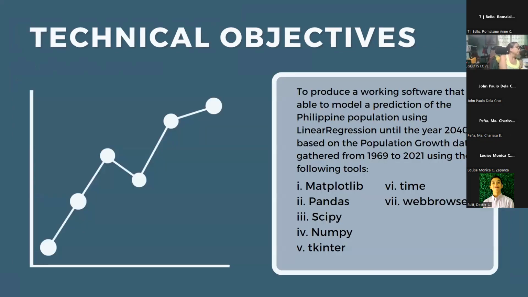Technical objectives. To produce a working software that is able to model a prediction of the Philippine population using linear regression until the year 2040 based on the population growth data gathered from 1969 to 2021 using the following tools: Matplotlib, Pandas, SciPy, NumPy, Tkinter, Time, and web browser. Next slide.